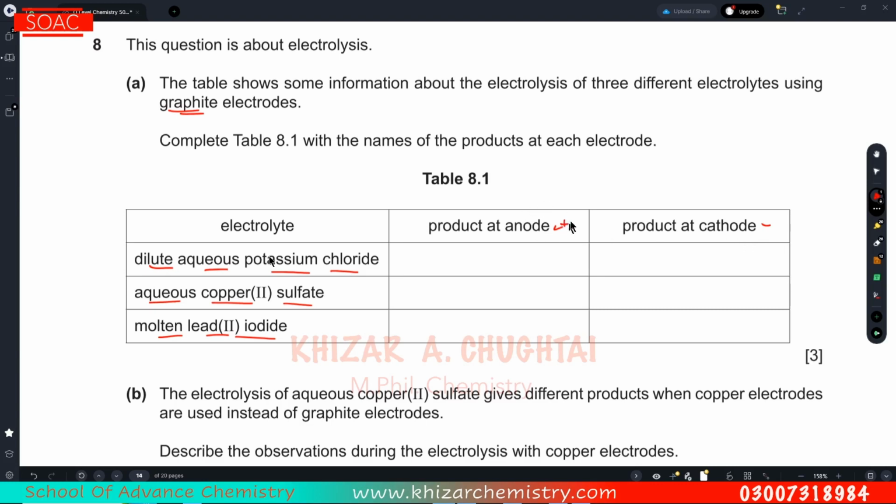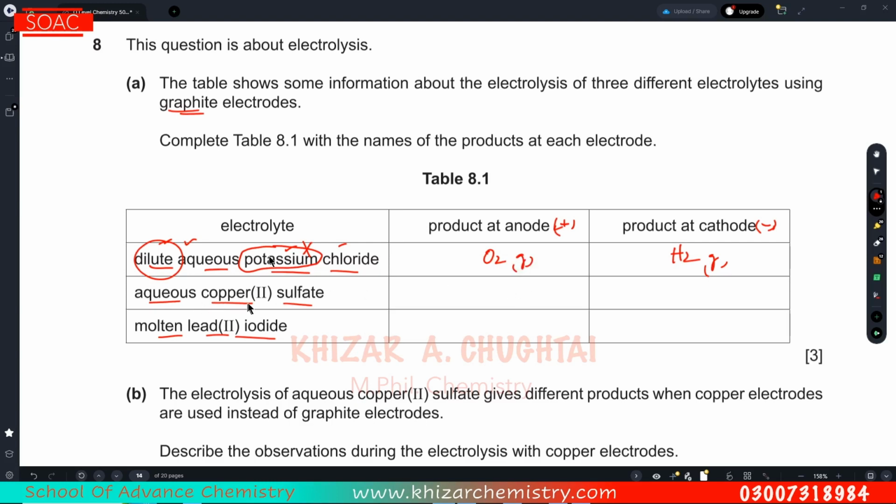Anode is the positive terminal in this case, cathode is the negative terminal. Dilute potassium chloride: in case of dilute, the OH ion is the winner ion in the solution. Water molecules are the winner, so they are going to make oxygen at the anode. Again, in case of dilute, potassium ions are not the winner ions. H positive ion is the winner ion, so hydrogen gas will be formed. H2 gas will be formed, oxygen gas and hydrogen gas.